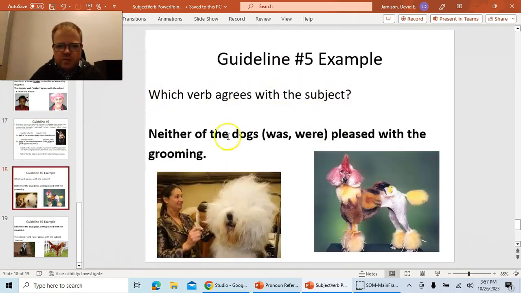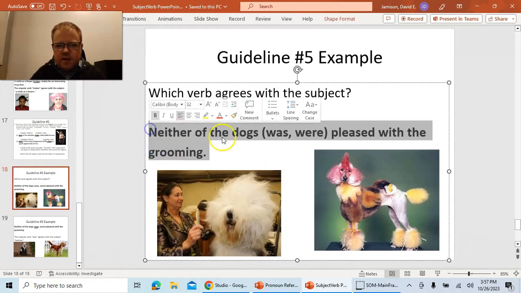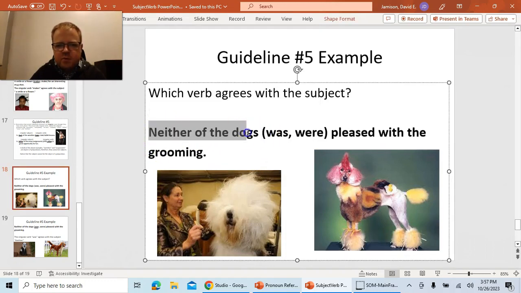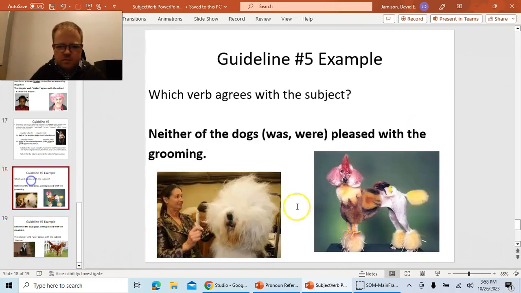Which verb agrees with the subject? Neither of the dogs was or were pleased with the grooming. Again, neither divides the plural dogs into singular dogs, and we could just say the dog, and that would help us figure out which verb to use. Neither of the dogs was pleased with the grooming. There's a lot going on with these dogs here.